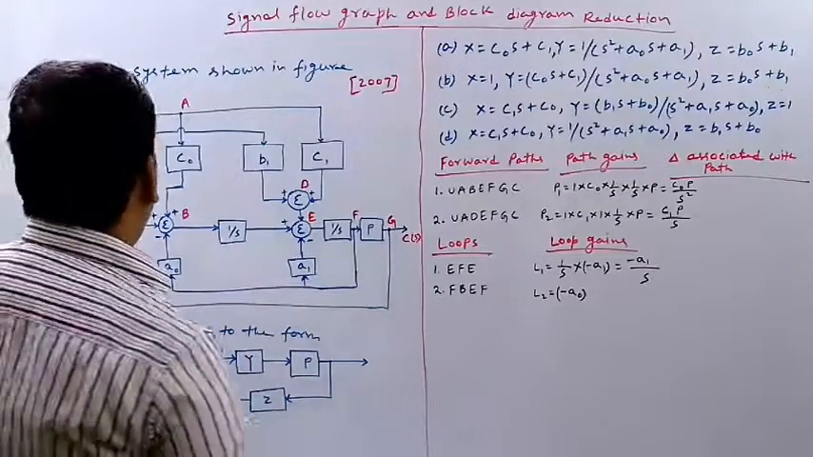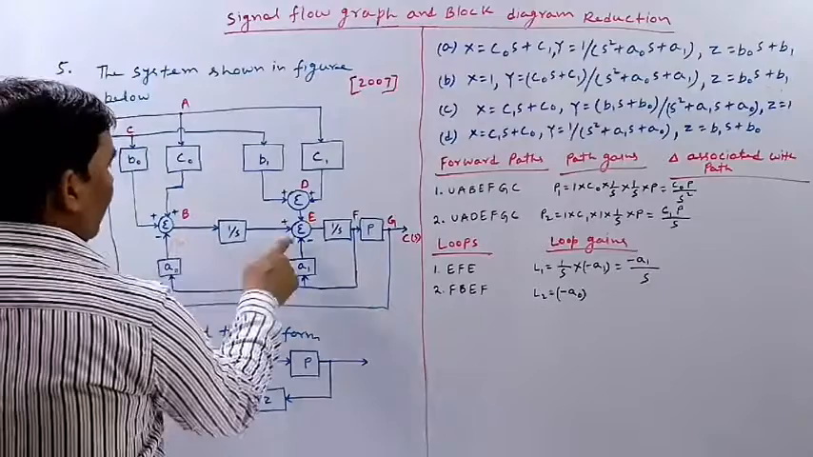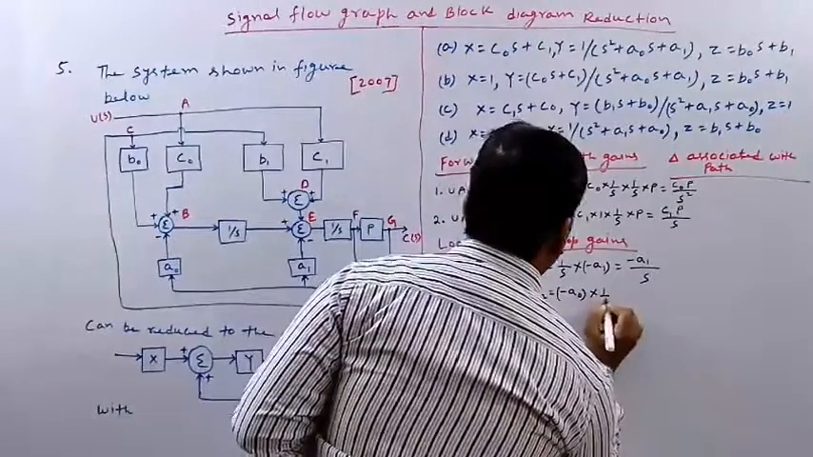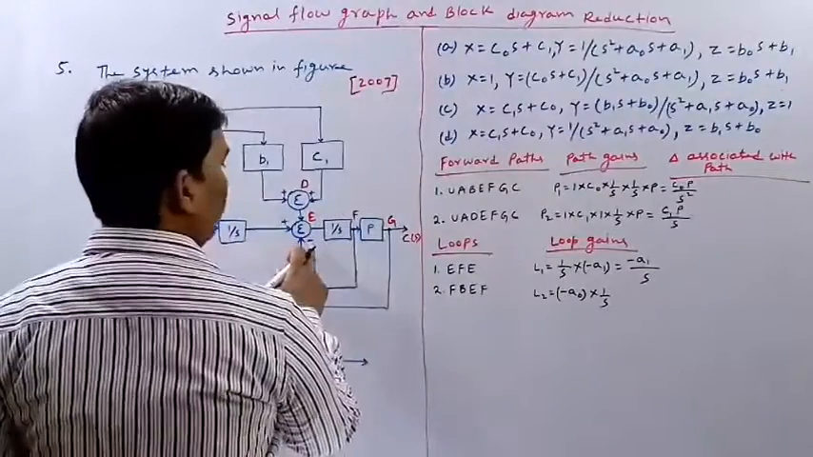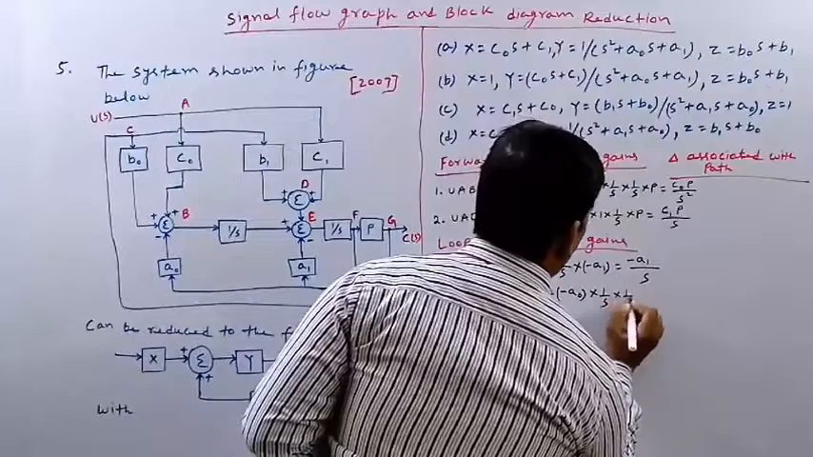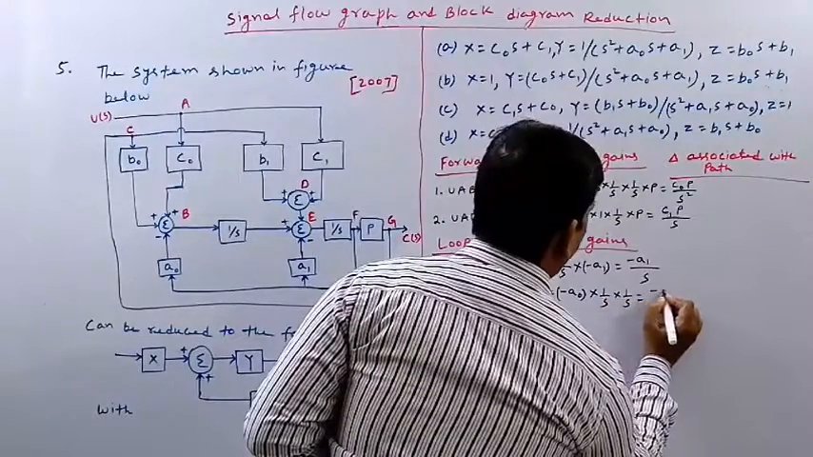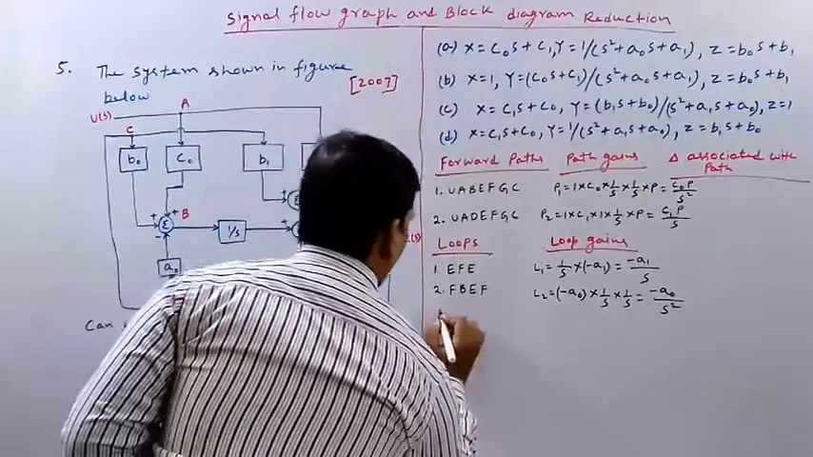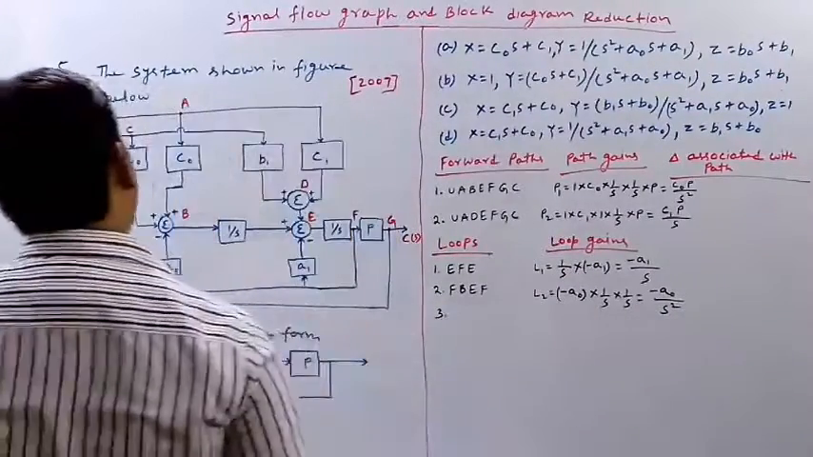And from B to E it is 1/s. And from E to F again it is 1/s. So finally it will come to minus A naught divided by S square. Okay. Now what will be the other loops?